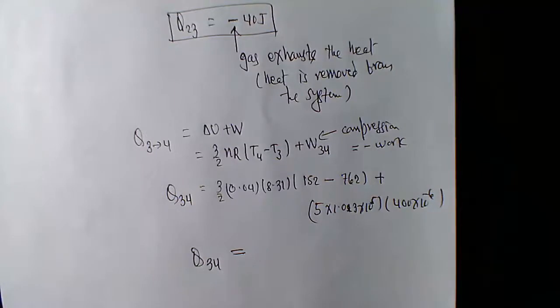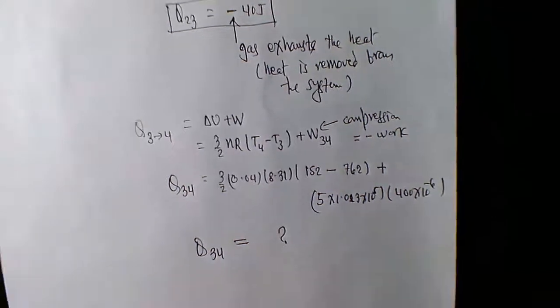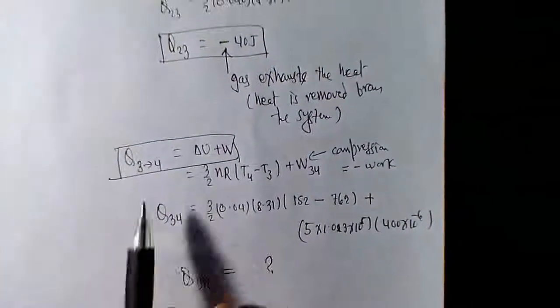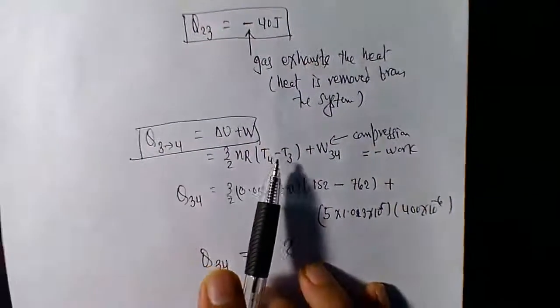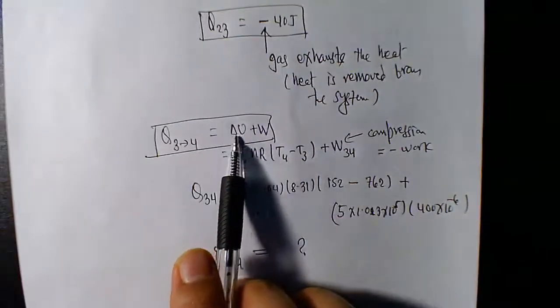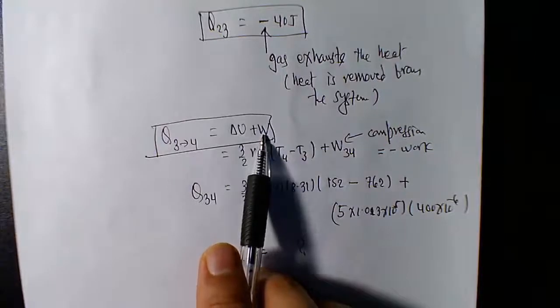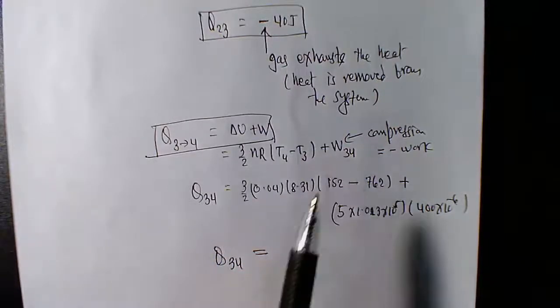You can do this calculation, and it could be negative, and it could be positive actually. Just to let you know, this is the main idea, the first law of thermodynamics. To calculate the heat exchange in any thermodynamic process, you need two things: the change in thermal energy, or internal energy, which is given by this, plus the work done, and work done is in general the area under the curve.